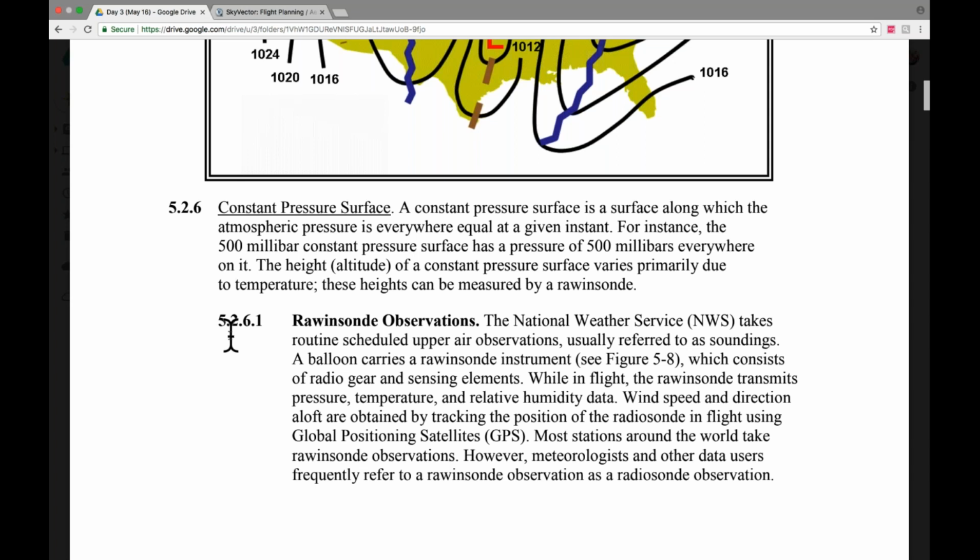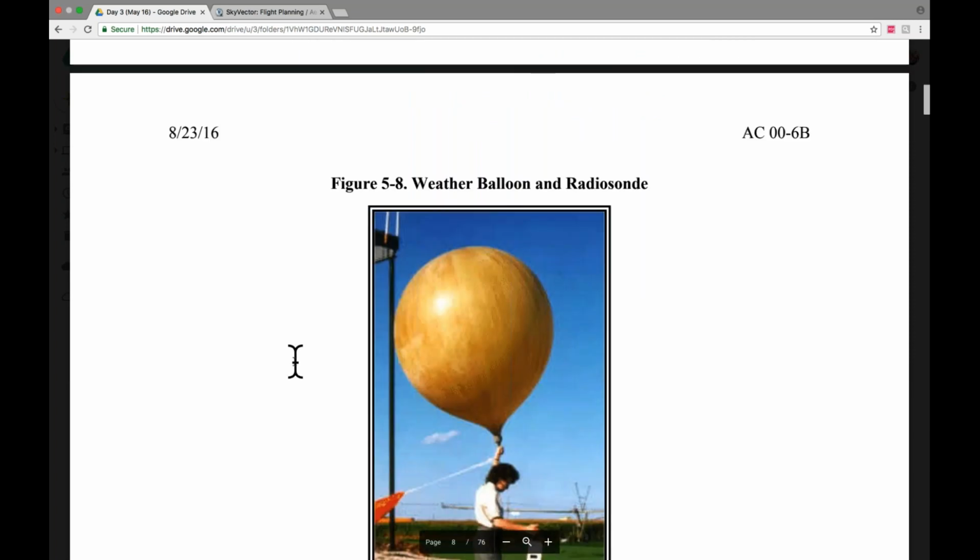You can actually contact the National Weather Service and take part in releasing a weather balloon. It's kind of interesting. Somebody I know at work did a weather balloon release in their dispatch class. I think that'd be a lot of fun. Maybe I should look into that. But anyways, yeah.